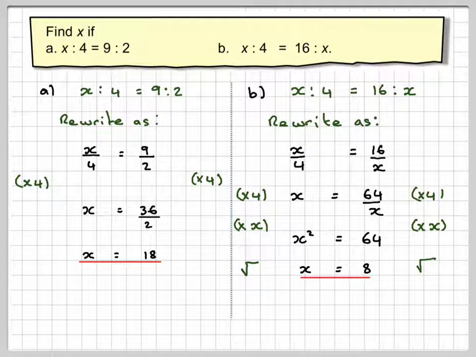So this has been a video to show you how to find a value of x in a ratio by rewriting it as a fraction.